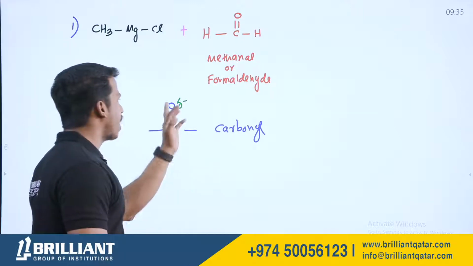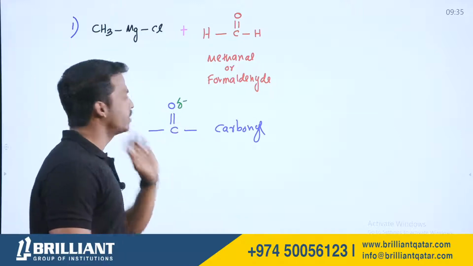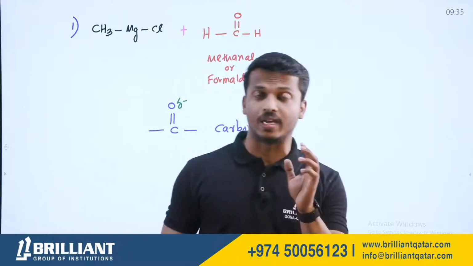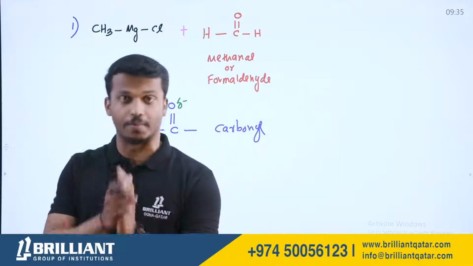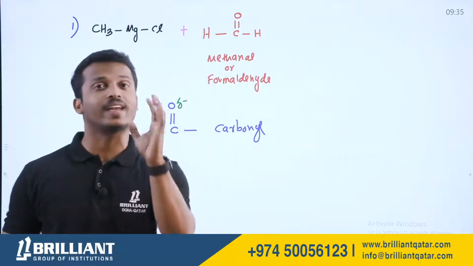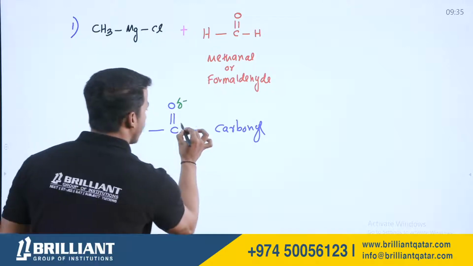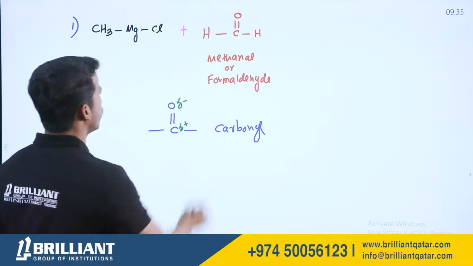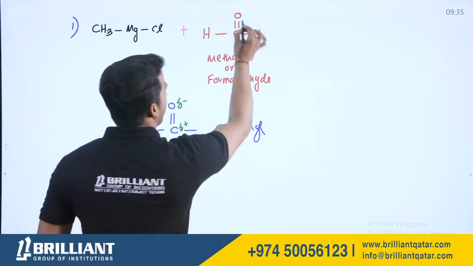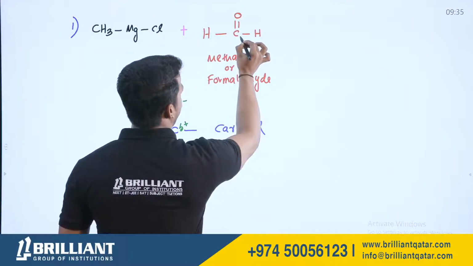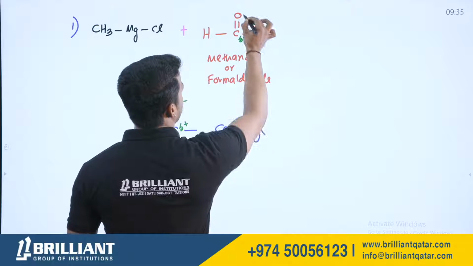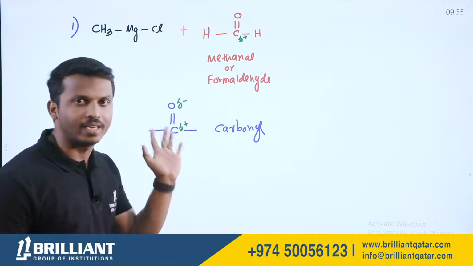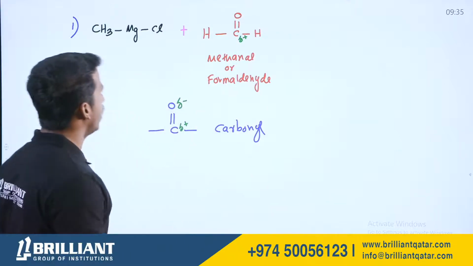This carbonyl group, the carbon and oxygen: oxygen is the most electronegative element compared to carbon. So oxygen tries to carry a negative charge. What about carbon? Carbon then carries a positive charge. So we can say this is your aldehyde, where this carbon has a partial positive charge and this oxygen has a partial negative charge. Yes or no? Okay, now what happened?